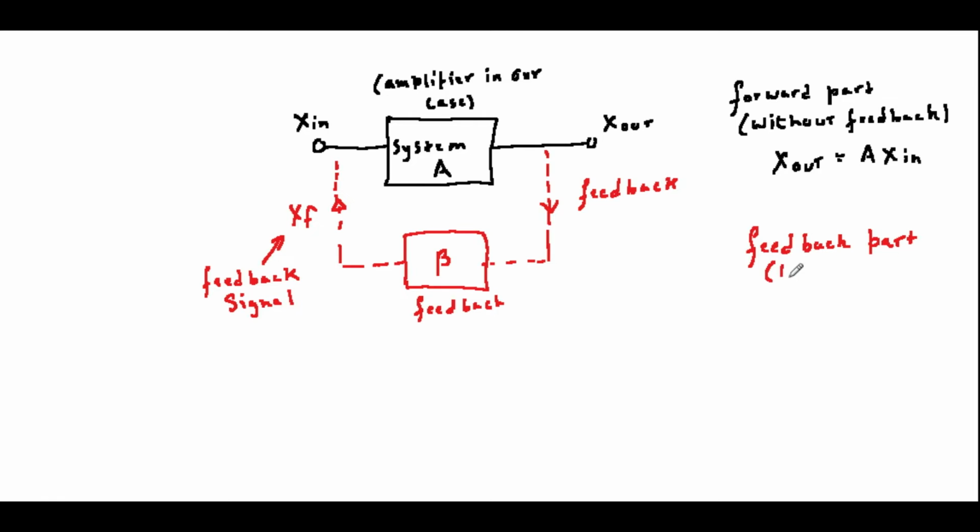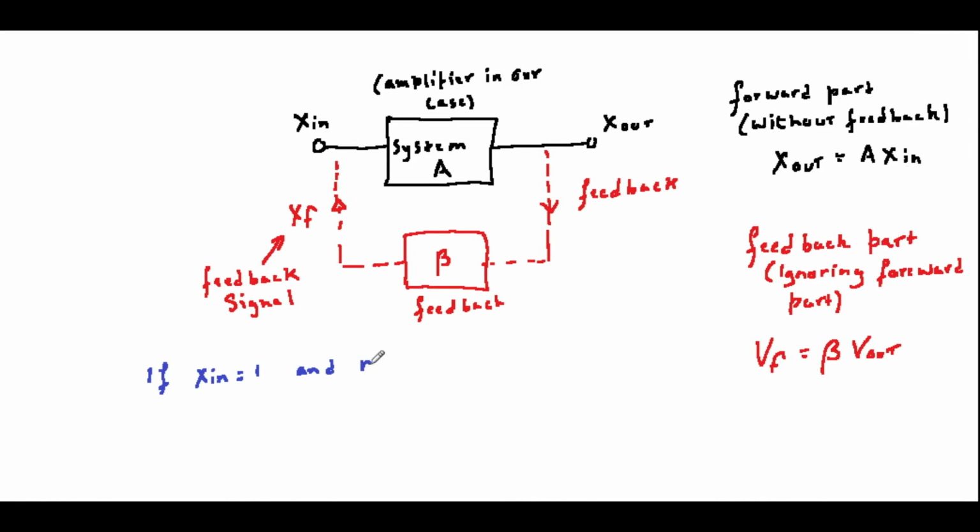If the feedback signal XF adds to the input X in, or another way of saying this is that if the feedback signal and input signal are in phase with each other, then we call this positive feedback. If, on the other hand, XF is subtracted from X in, or the feedback signal is out of phase with the input signal, then we call this negative feedback.